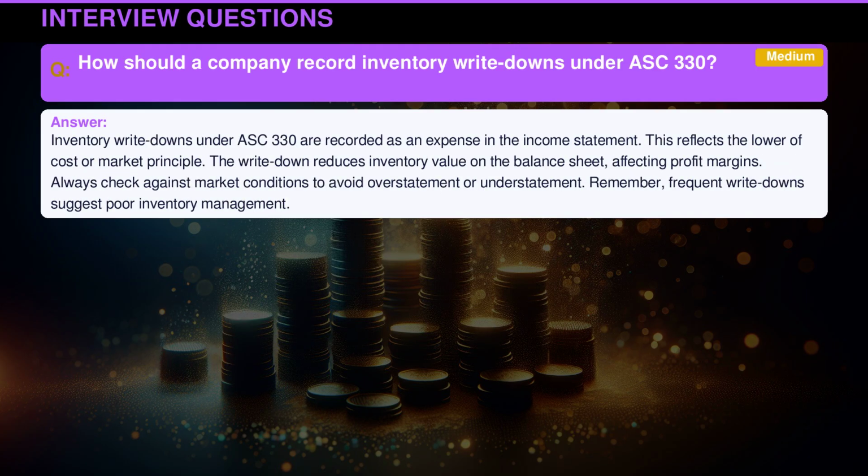Inventory write-downs under ASC 330 are recorded as an expense in the income statement. This reflects the lower of cost or market principle. The write-down reduces inventory value on the balance sheet, affecting profit margins. Always check against market conditions to avoid overstatement or understatement. Remember, frequent write-downs suggest poor inventory management.